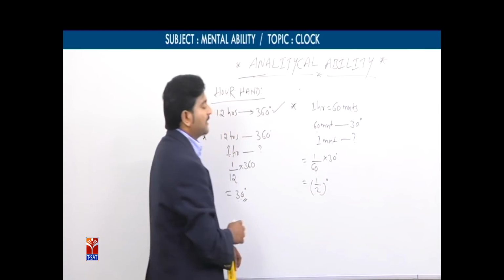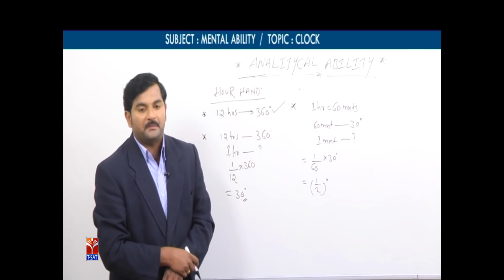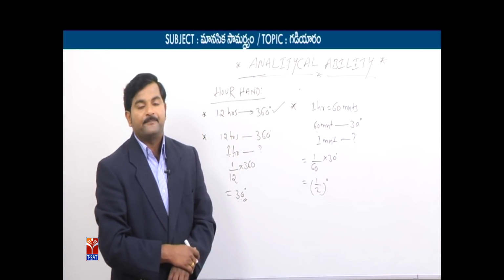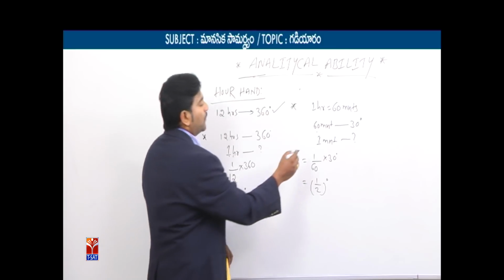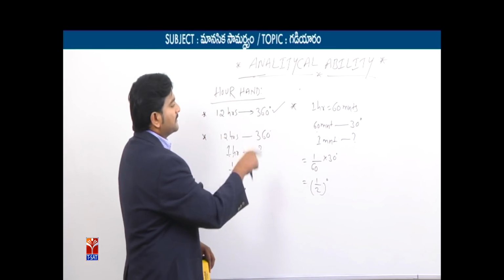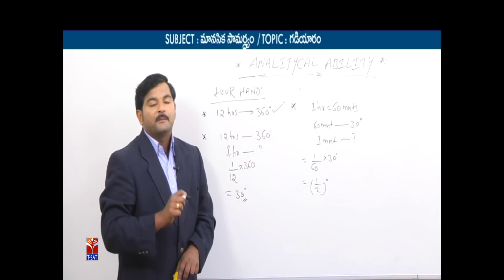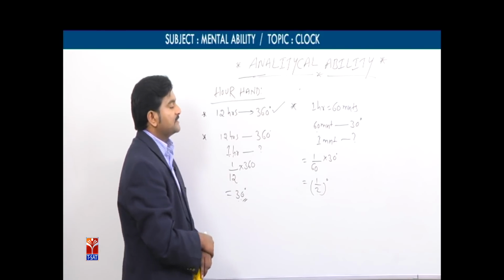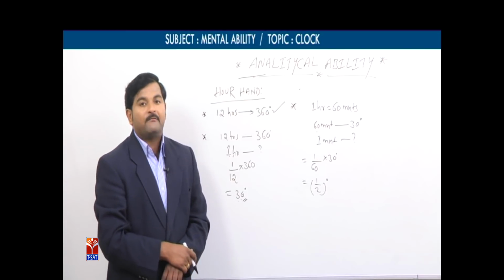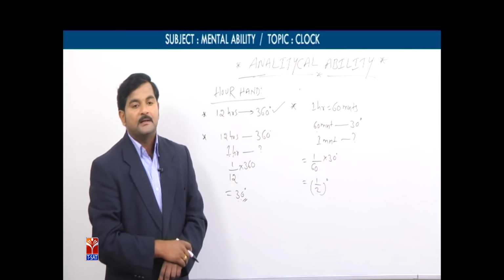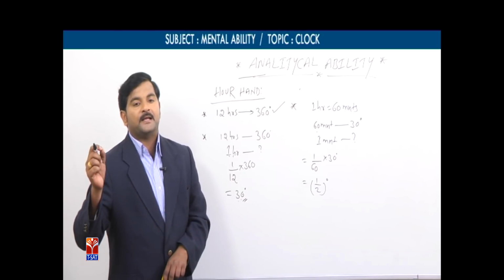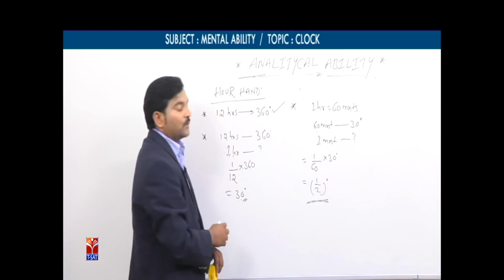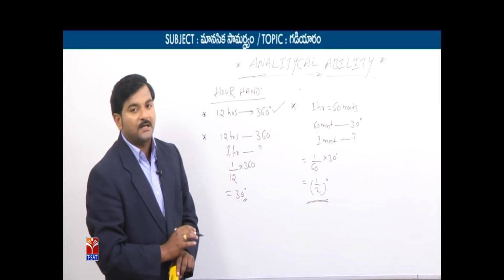So what can we conclude, my dear students? The hour's hand can trace 1 by 2 degree, or half a degree, in the span of only 1 minute. Previously, one bit on these 3 points came in the APPSC examination. The question was: in the span of 1 minute, the hour's hand makes how many degrees? Our answer is only half a degree. So these are the 3 points.